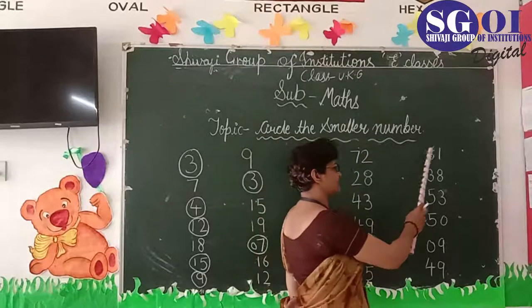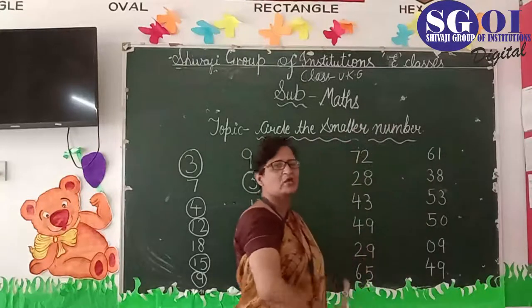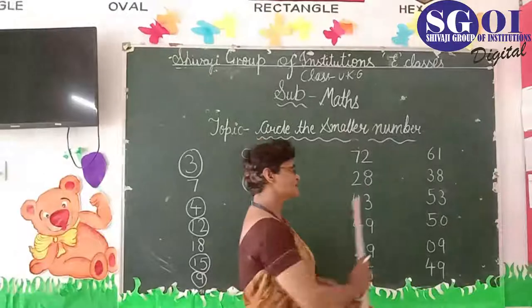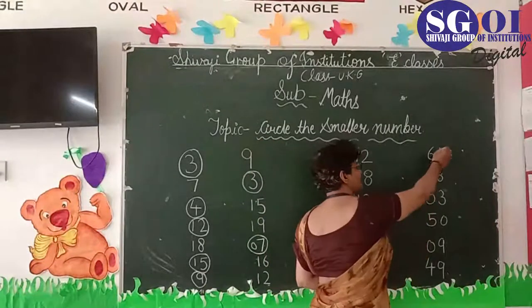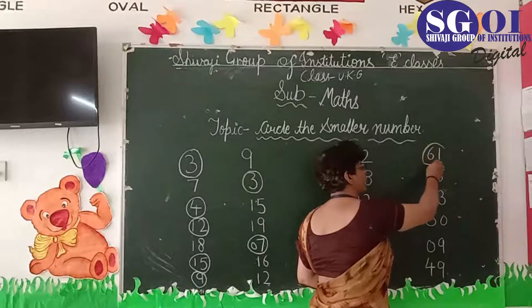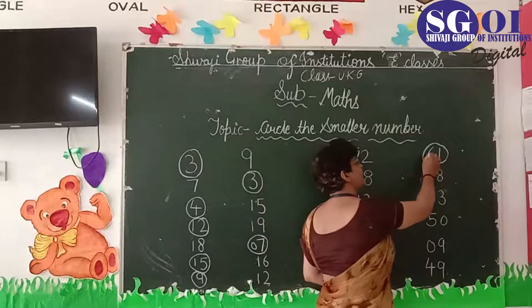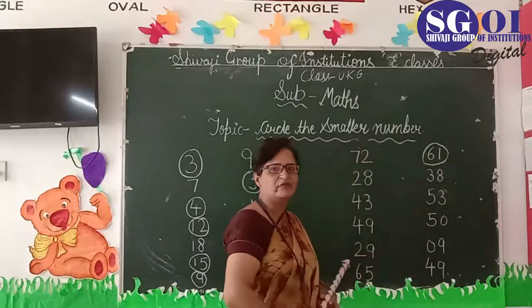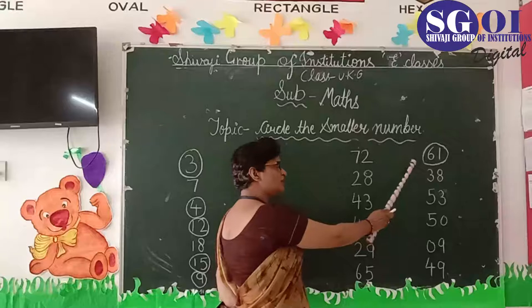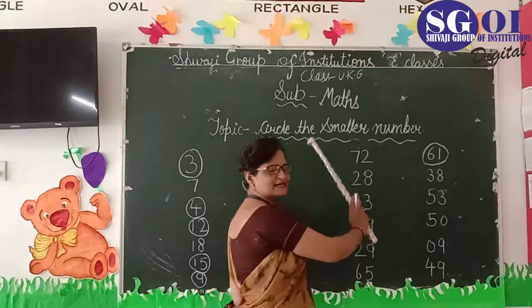And this is 61. Which number is smaller? 61, because 61 comes before 72. 61 comes before 72, na, before it comes. So this is smaller. So we will circle it.